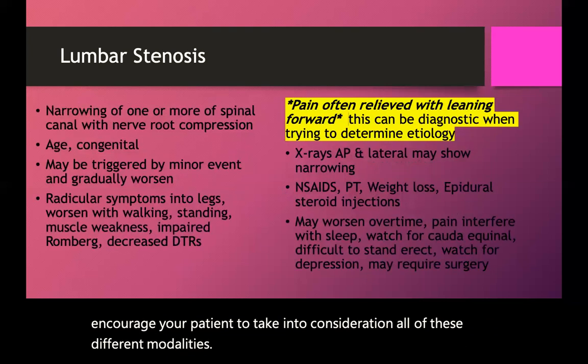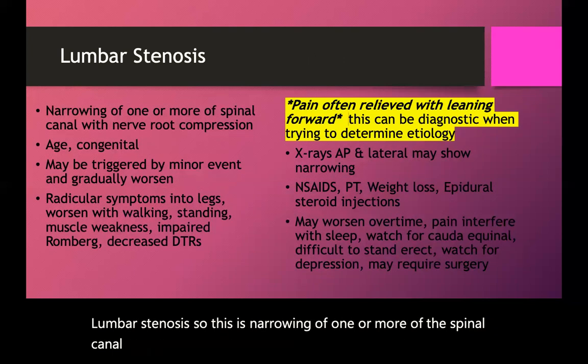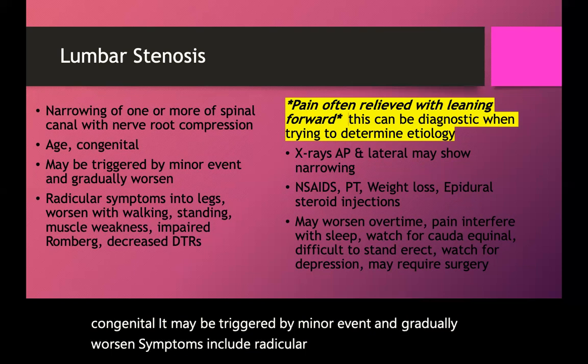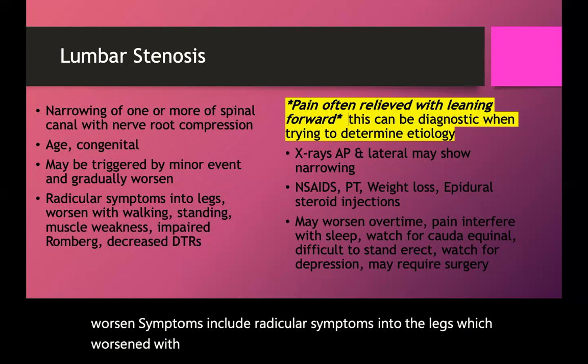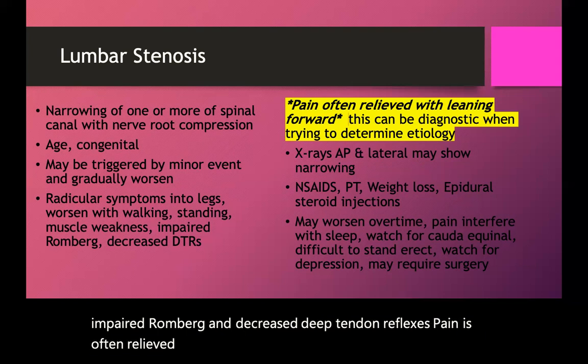Lumbar stenosis. So this is narrowing of one or more of the spinal canal with nerve root compression. It's usually older population or congenital and may be triggered by a minor event and gradually worsen. Symptoms include radicular symptoms into the legs, which worsen with walking, standing, muscle weakness. You will see an impaired Romberg and decreased deep tendon reflexes. Pain is often relieved when leaning forward. This can be diagnostic when trying to determine your etiology.